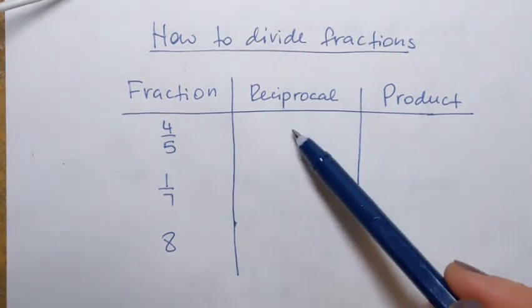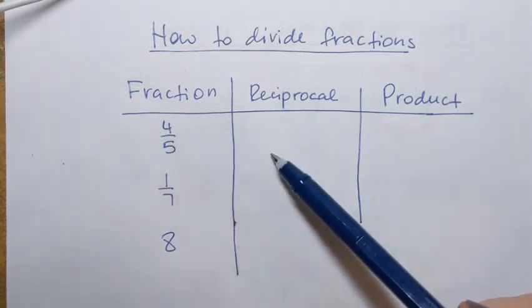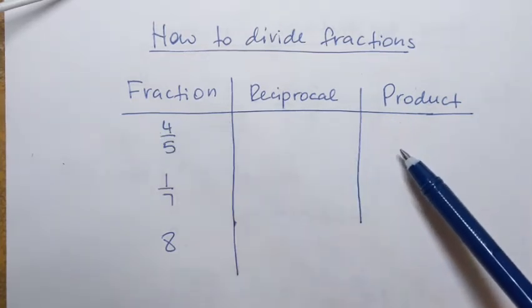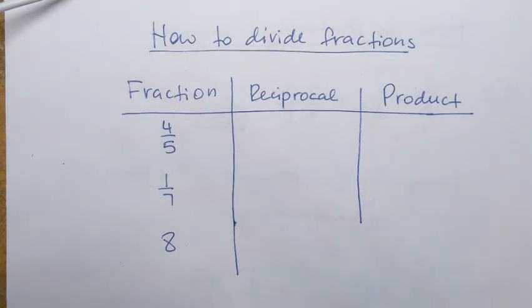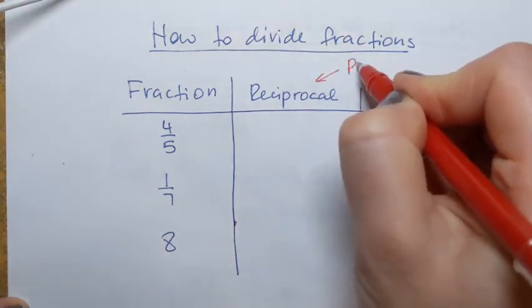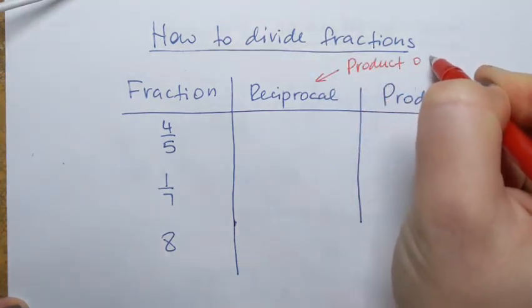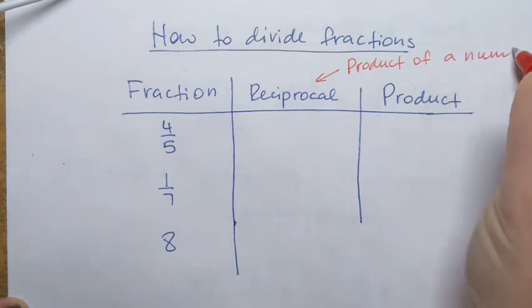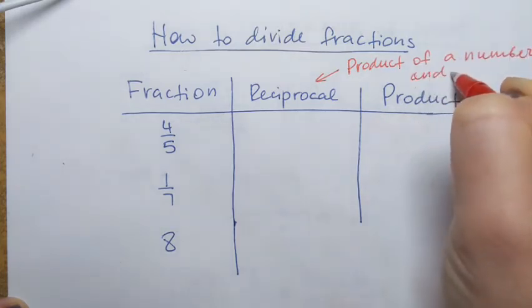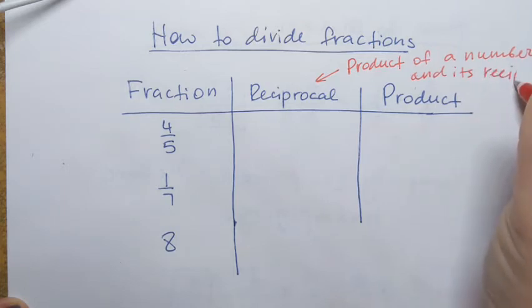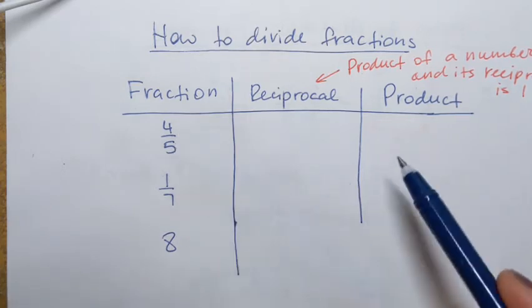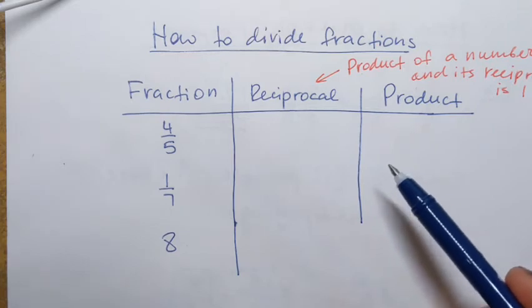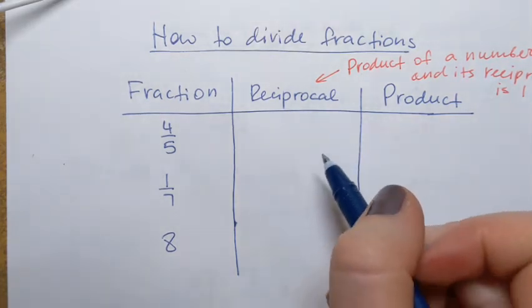Reciprocal is such a number so that when you multiply the original number by its reciprocal, you always get 1. Product of a number and its reciprocal is always 1. I'll make this note. Product of a number and its reciprocal is 1. So by what do we need to multiply 4 over 5 so that we get 1 as the result? Well, it's pretty easy to remember.